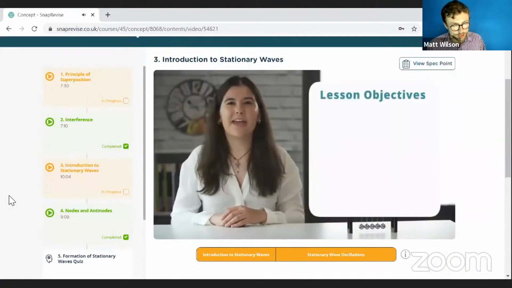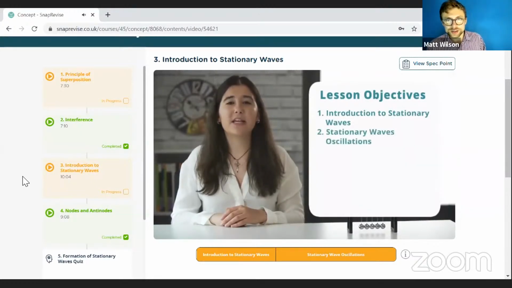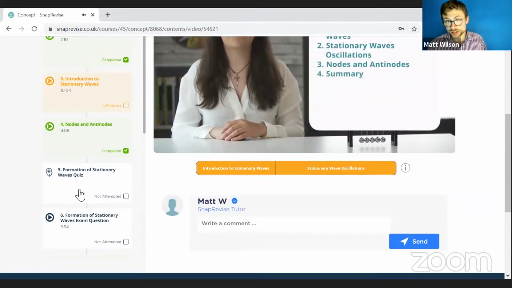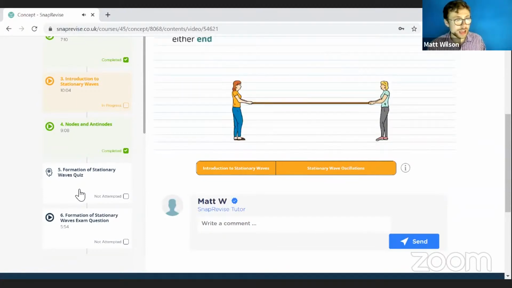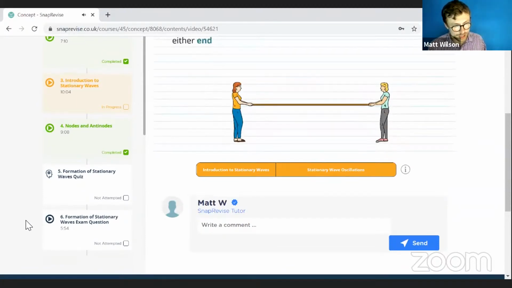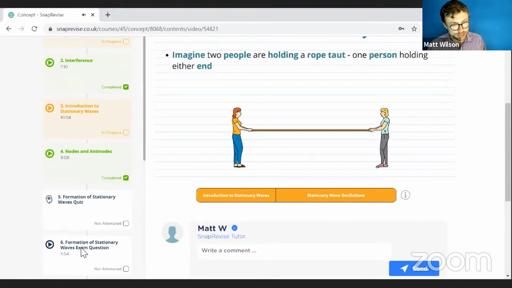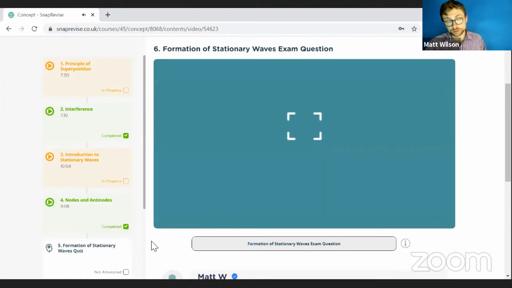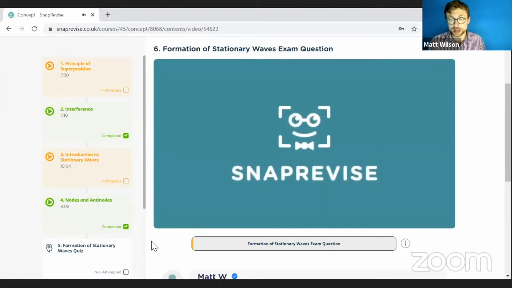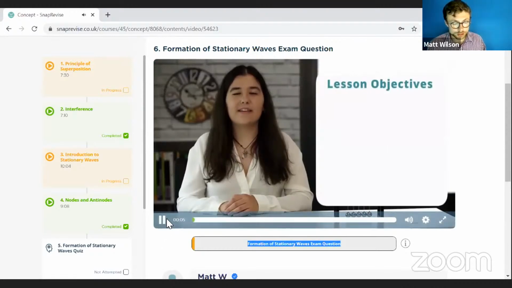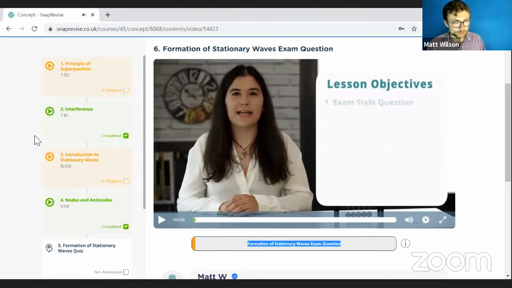Once I've actually gone through the course, then I can look at some more quizzes and see how I've improved. And I can look at some exam questions where we've gone through some ourselves, showing you how we would do them. So you can get a bit of our exam technique as well.